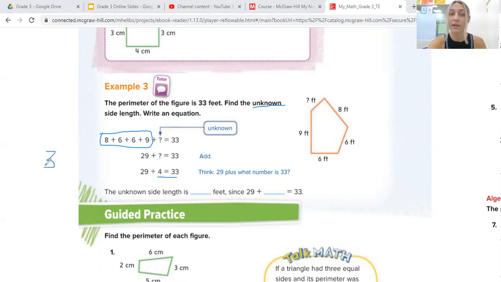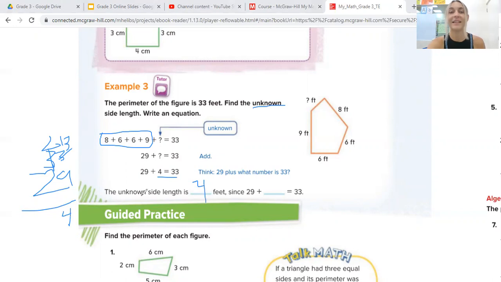Or you can do something else. You can do 33 minus 29, and then you'll find that that is 4. So I get the same answer. It just depends on your preference. You can just count up. I see I have 29, I need 30, 31, 32, 33. 4 more gives me 33. Or you can subtract.